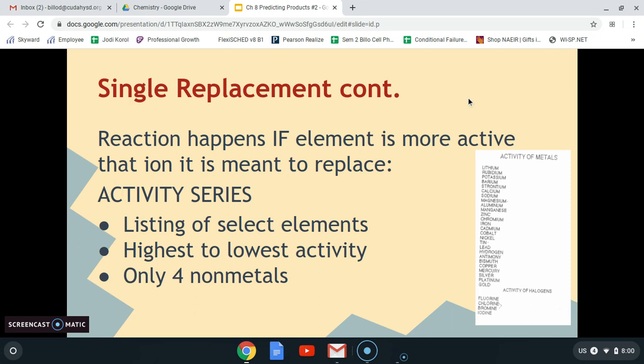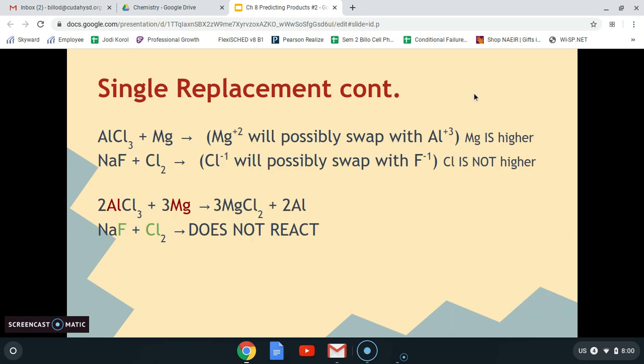So the majority of these single replacements are going to be formed by the swapping out of positive ions. So if you take a look at those two reactions, I have to determine if magnesium is higher than aluminum. If I look at the chart, it is, so that reaction happens. If I take a look then at the chart to see if chlorine is higher than fluorine, it is not.